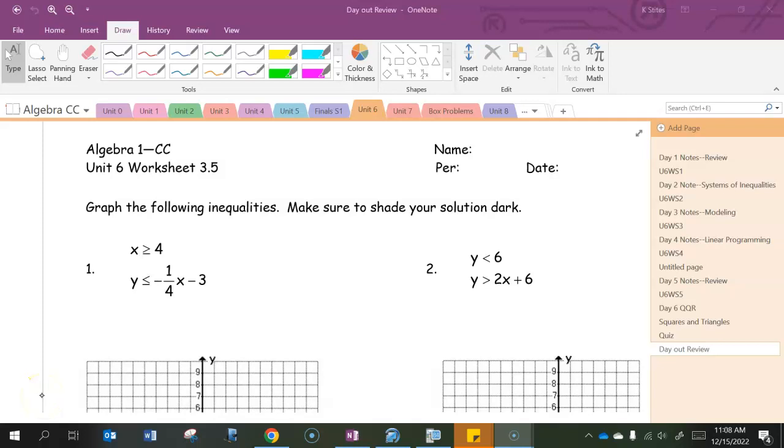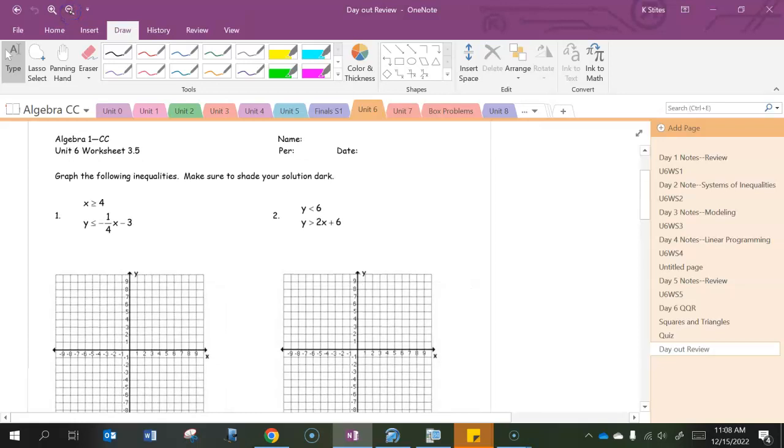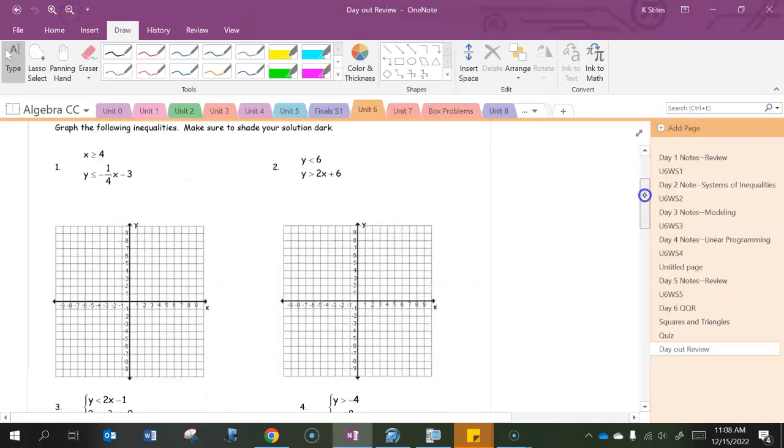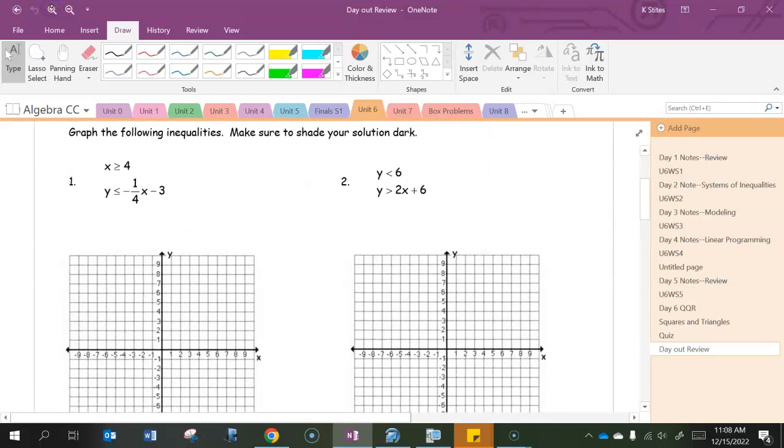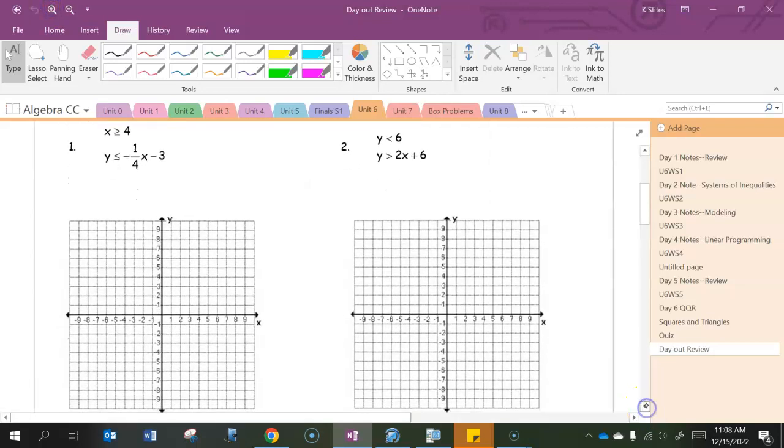Everybody, today we're going to be working on Worksheet 3.5, which is just a review of the past few days since I am out. So the first thing we're going to do is graph the following inequalities, and we want to make sure to do double shading. We want to make our feasible region dark.